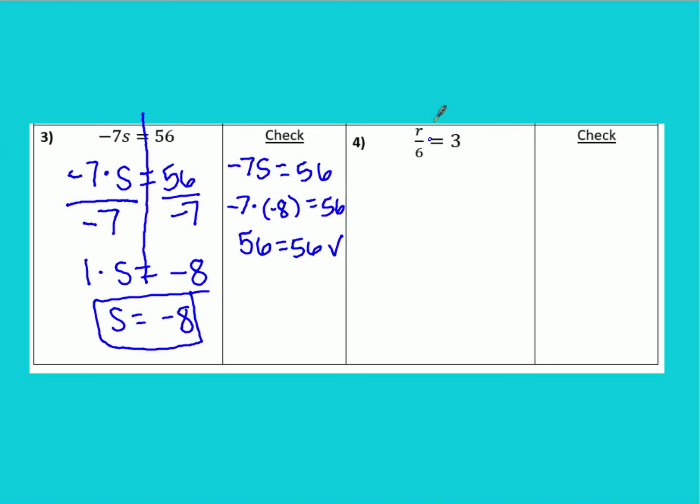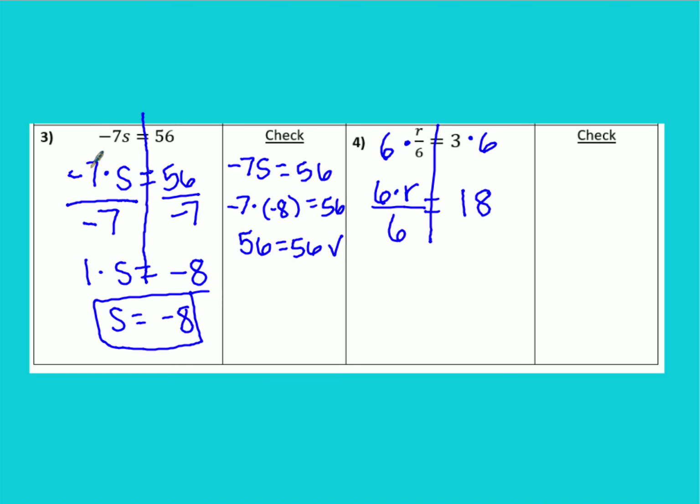Now in our last example, we have r over 6 equals 3. Remember, whenever you see a fraction, we're just dividing. So really what I'm going to be doing here is undoing this division. So the opposite of division is multiplication. So I'm going to multiply by 6. Whatever I do on one side, I do on the other. So I multiply by 6 on the other side. So this becomes 6 times r over 6, which equals 3 times 6, which is 18.